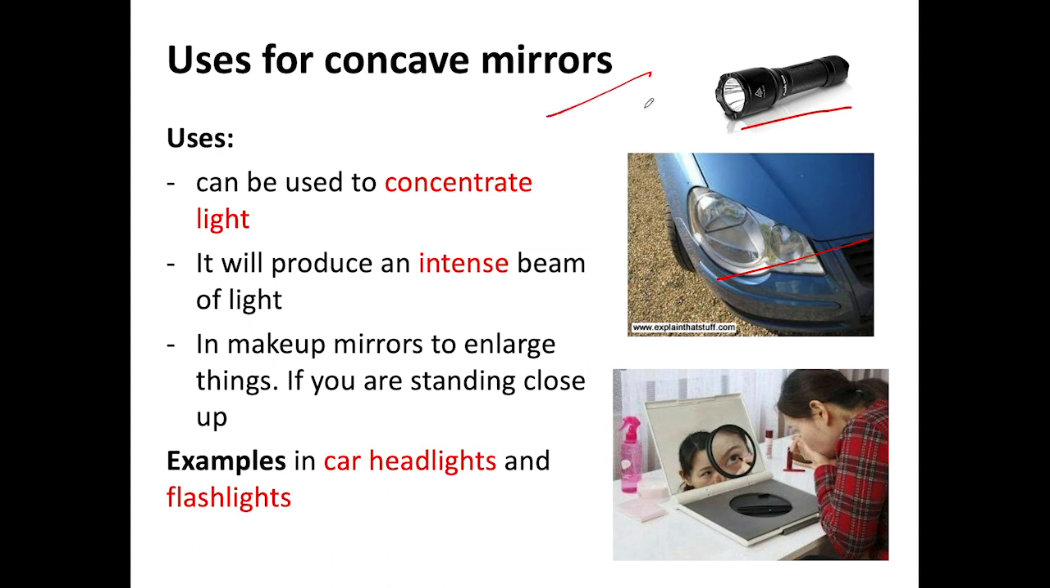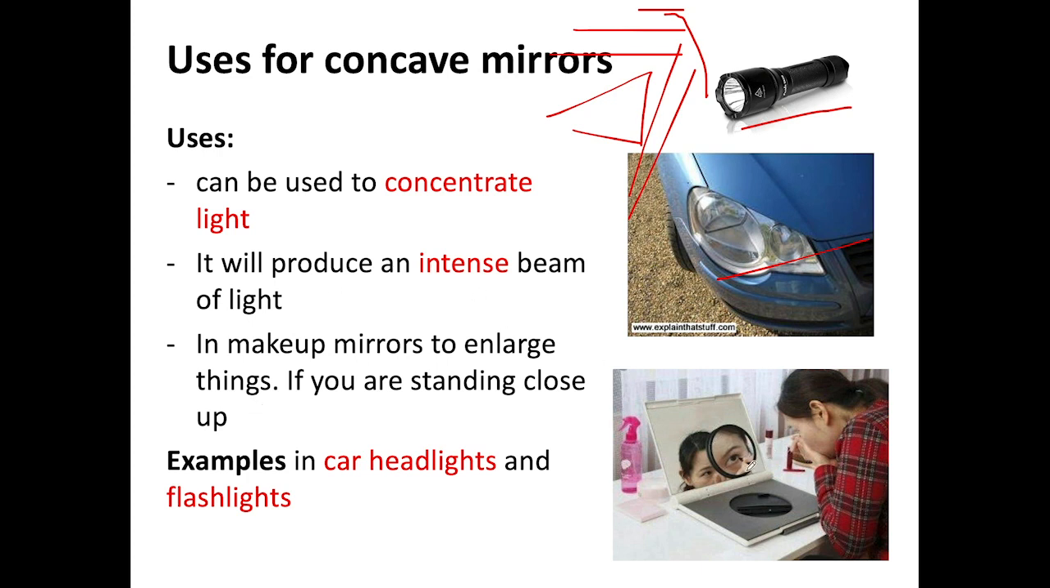So what's happening there is a concave mirror is round like this. Light's coming in, and then light's going to be spread out in lots of different directions because light's being bounced off to extend. So it's going to produce intense beams of light.